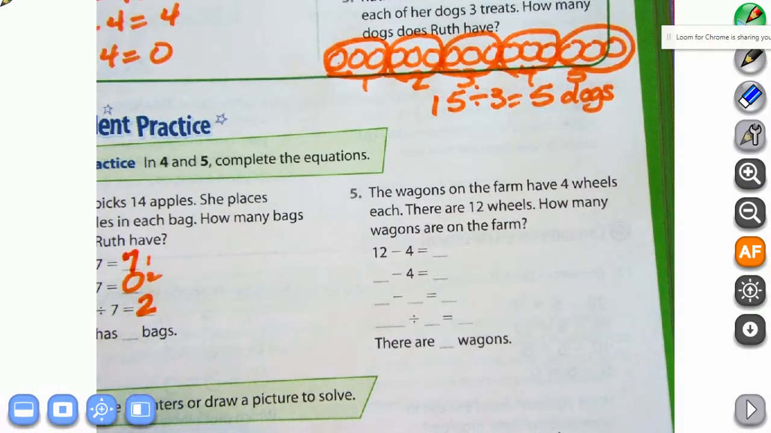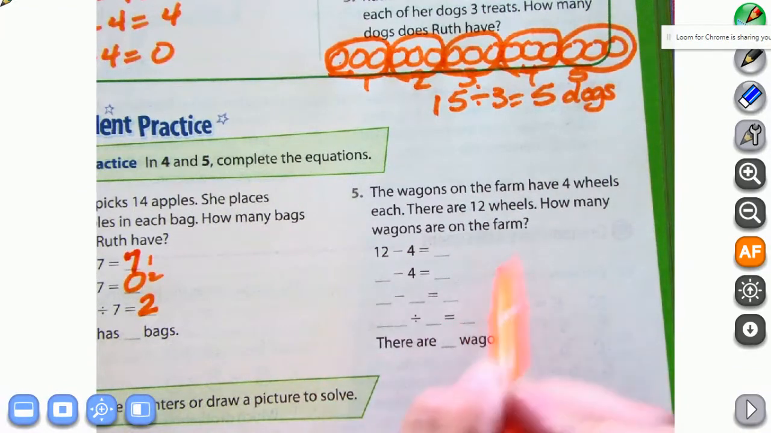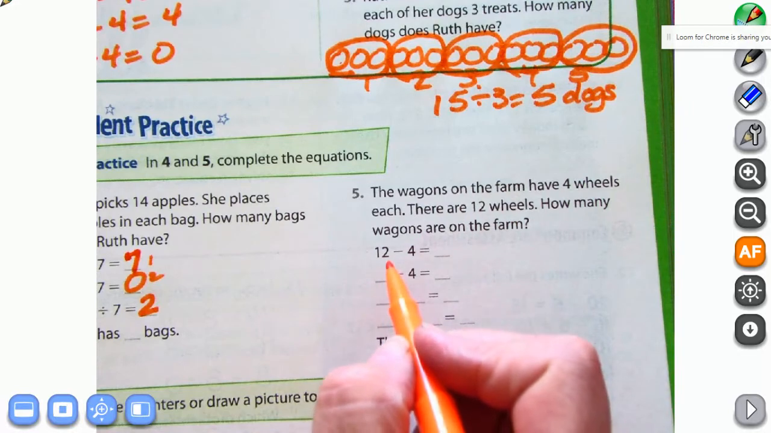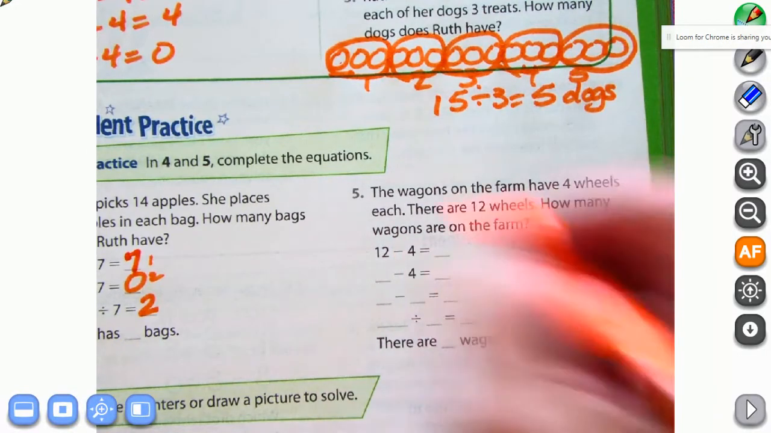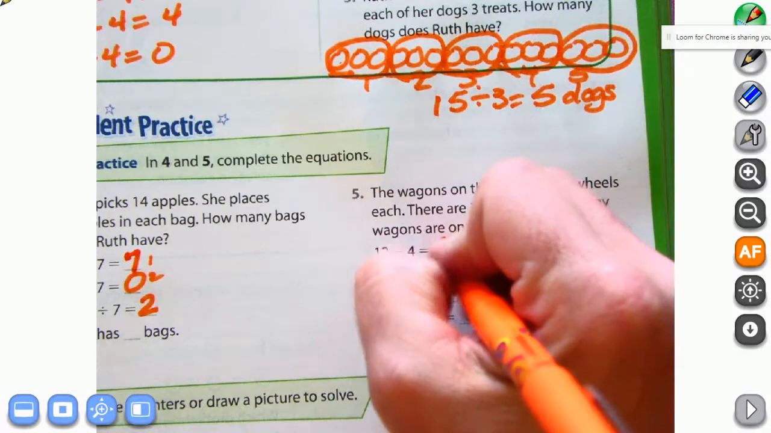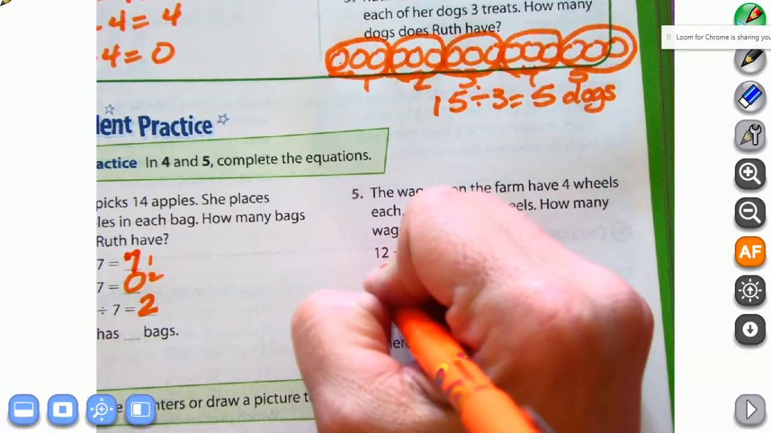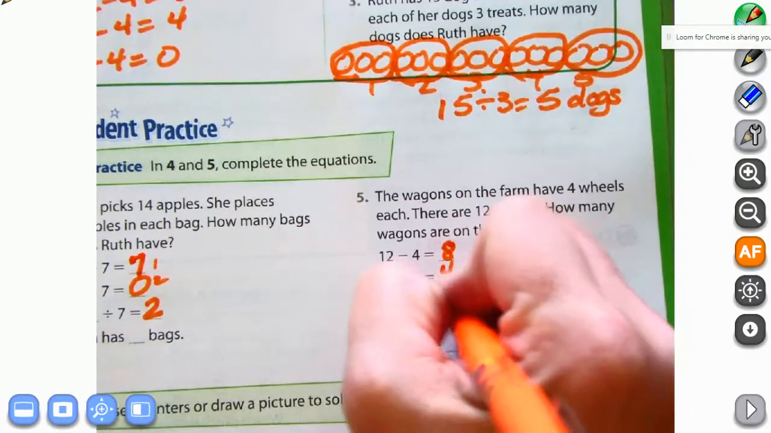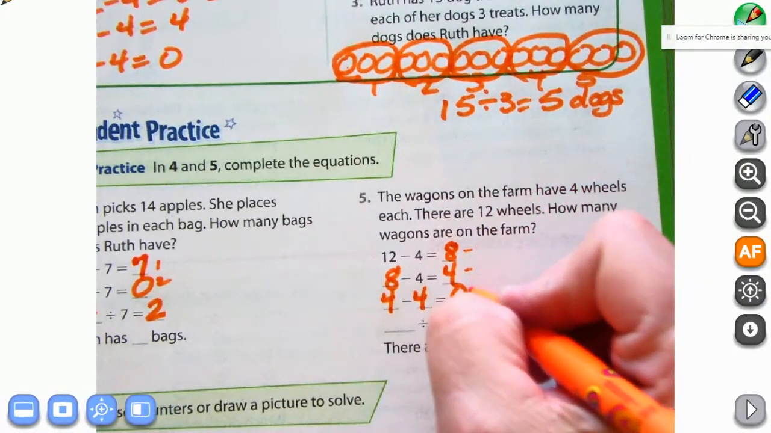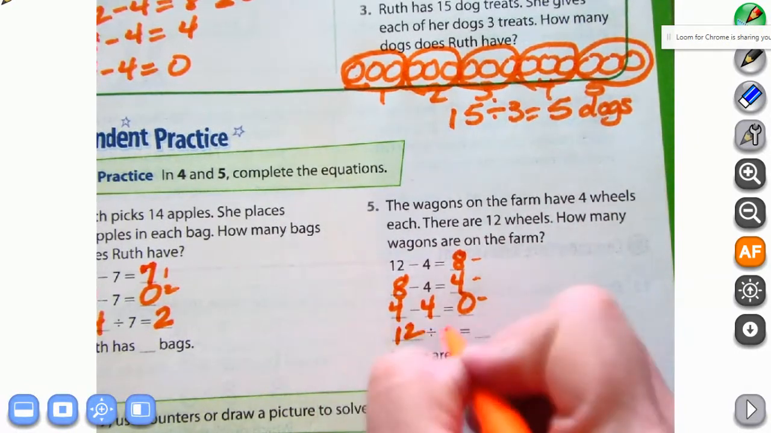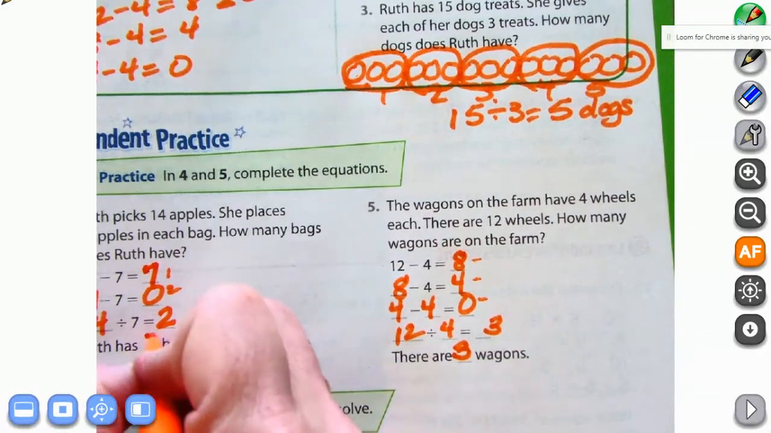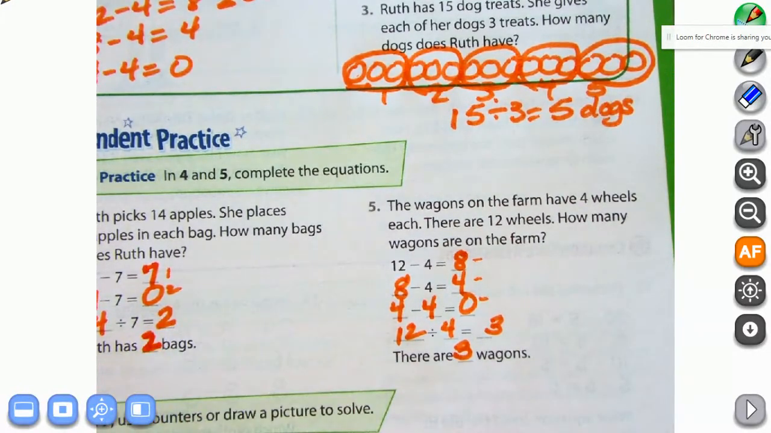Number 5, the wagons on the farm have 4 wheels. There are 12 wheels. How many wagons are on the farm? So we're going to take away 4 until we're at 0. So 12 minus 4 is 8. 8 minus 4 is 4. 4 minus 4 is 0. We've done that 1, 2, 3 times. So 12 divided by 4 would be 3. There are 3 wagons. Oop, I forgot to fill that 2 bags over here. Okay?